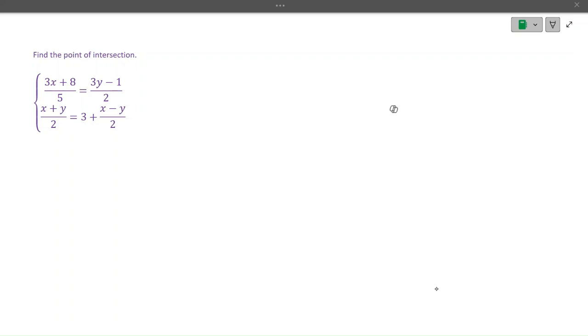It's your friendly math tutor, Miss C here, and today we are finding the point of intersection. We have two equations that have a lot of fractions in them. There's lots of different ways to solve these.